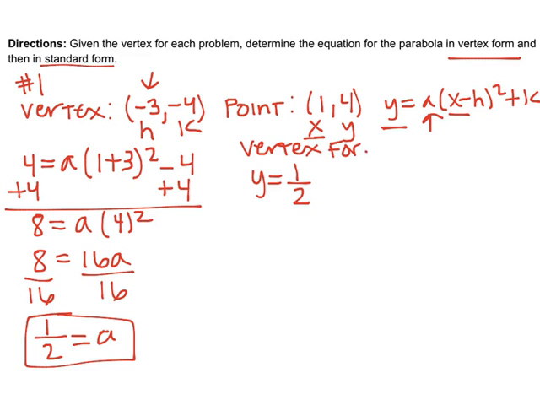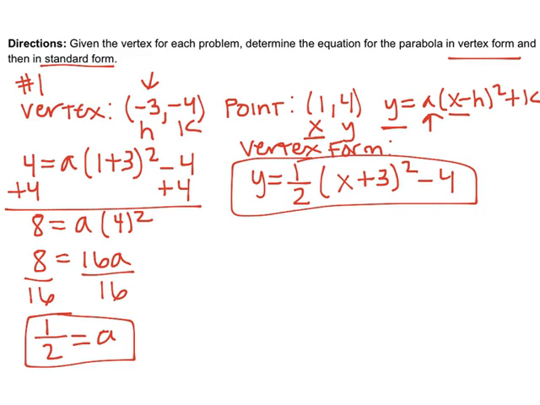So my vertex form of my equation is y equals 1/2, that's my new a value. We always have an x and a y in our equation, and again negative times a negative is a positive, so this is a positive 3 squared, and then minus 4. So this is our vertex form of our equation. We are now going to use that to put it into standard form.